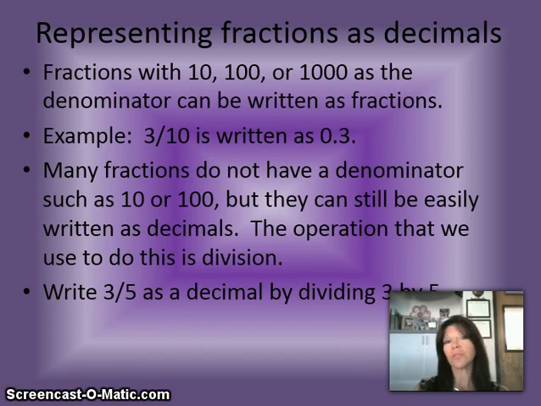Fractions as decimals. Fractions with 10, 100, or 1,000 as a denominator can also be written as decimals, and it's easy to do because they say their name. For example, 3/10 is written as 0.3.